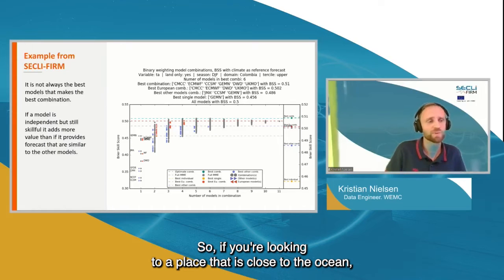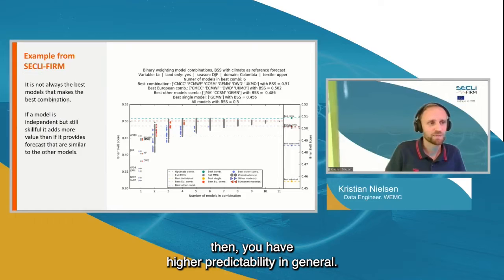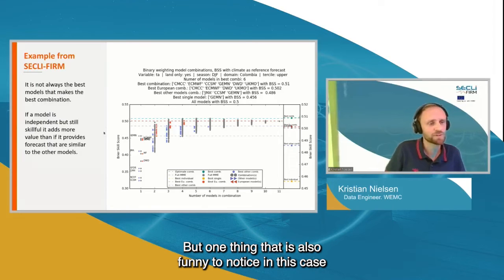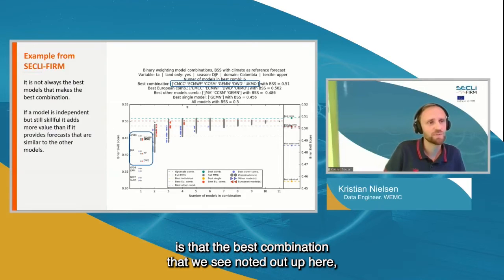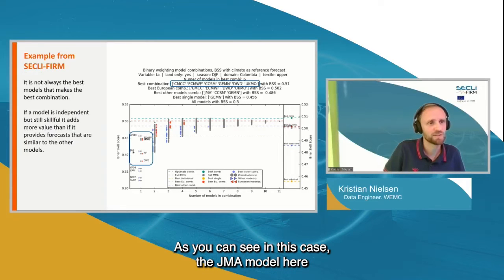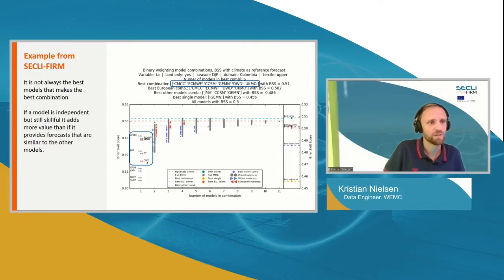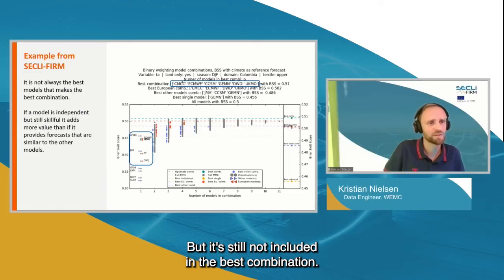So if you are located in a place that's close to the ocean, especially ocean that has these events such as El Niño and La Niña, then you have higher predictability in general. But one thing that's also funny to notice in this case is that the best combination that we see noted up here of these 6 models actually is not consisting of just the 6 best models. As you can see in this case, the JMA model here is performing better than both the Meteo France and the DWD, but it's still not included in the best combination.